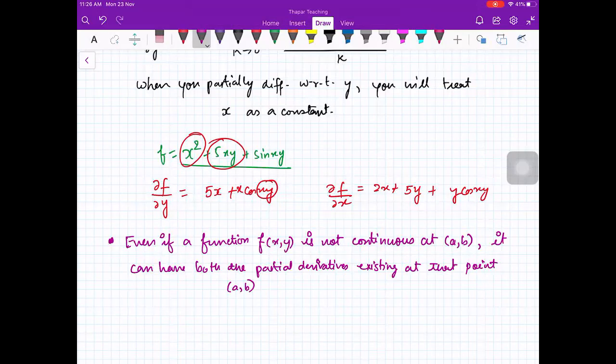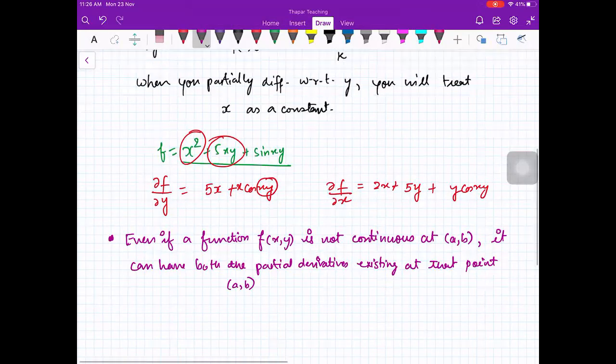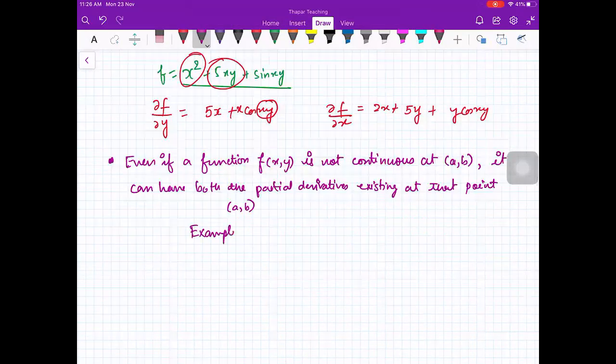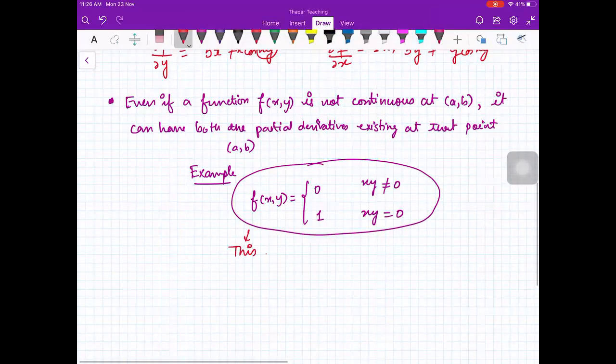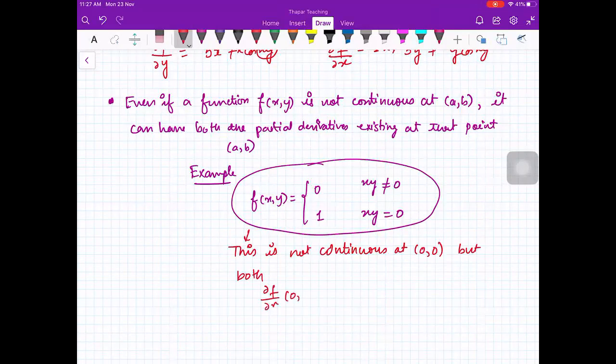We have already done an example, so I'll just rewrite that example. We had f(x, y) equal to 1 when xy is not equal to 0, and 0 when xy is equal to 0. This is a function which is not continuous at (0, 0). But both curly f by curly x at (0, 0) and curly f by curly y at (0, 0) exist, and they were equal to 0.